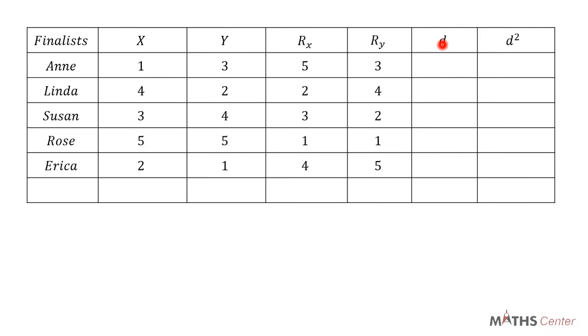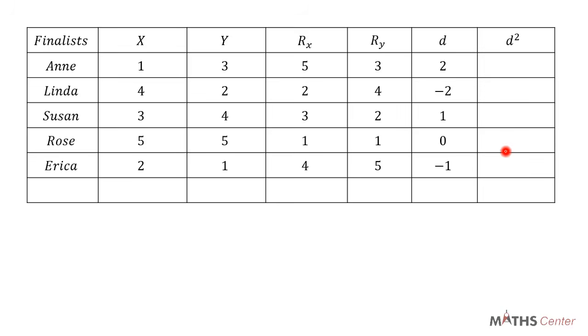We can now find our D values. D will be equal to Rx minus Ry. 5 minus 3 will give us 2. 2 minus 4 will give us negative 2. 3 minus 2 will give us 1. 1 minus 1 gives us 0. And 4 minus 5 gives us negative 1.